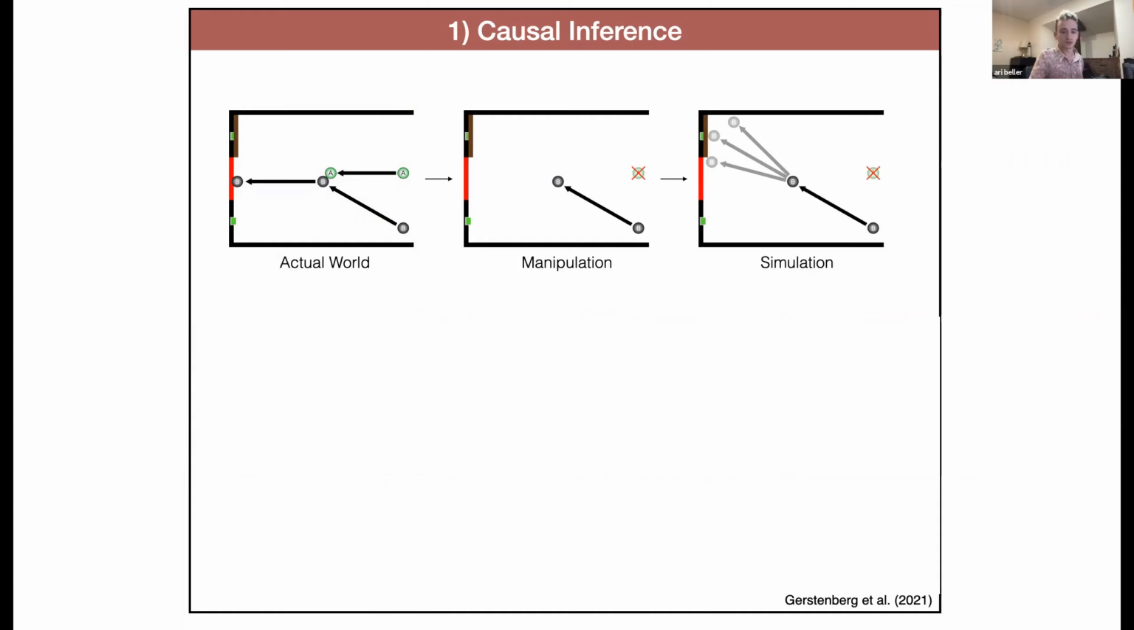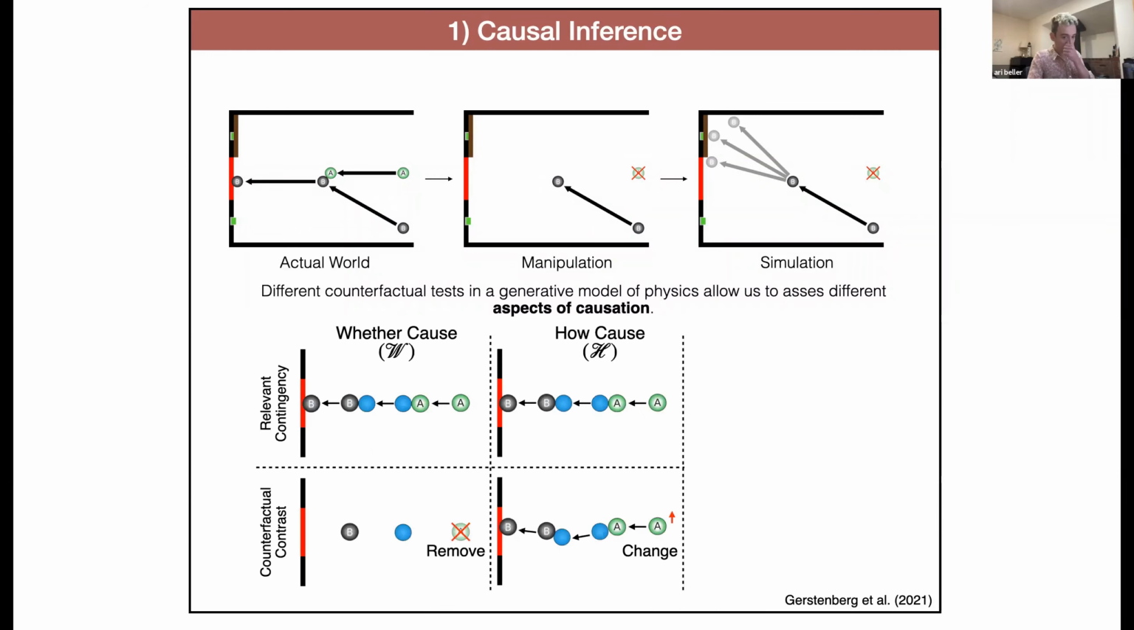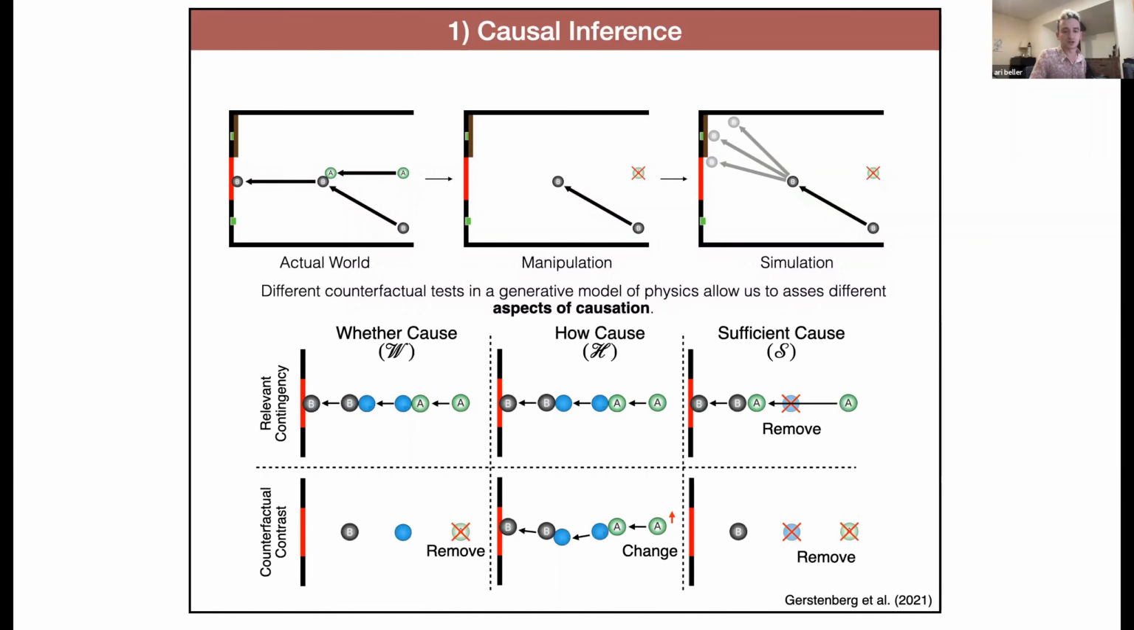These counterfactual simulations allow us to assess A's causal role. Critically, different types of counterfactuals allow us to assess different aspects of causation. The counterfactual simulation model describes multiple different aspects of causation computed with different types of counterfactual contrasts. Here we utilize three: whether causation, which aligns with the traditional notion of counterfactual necessity; how causation, which tests a finer-grained notion of counterfactual dependence at the process level; and sufficient causation, which tests whether the candidate cause could have brought about the effect of its own doing.